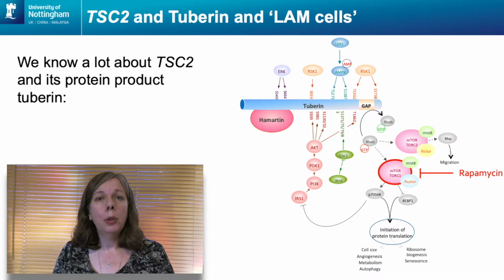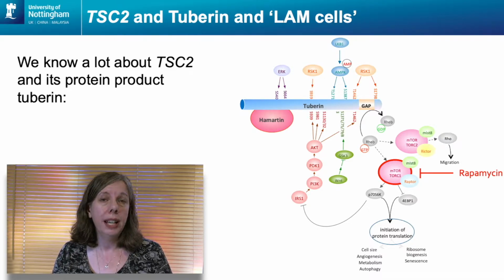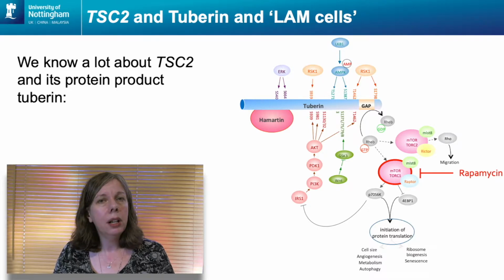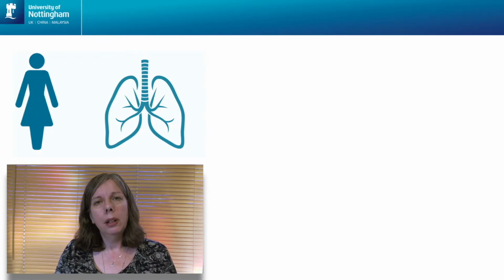We know that LAM's caused by cells with mutations in the TSC2 gene, and we know a lot about the protein product of TSC2, which is called tuberin. We know what tuberin's doing in the cell, and because of this, we know that rapamycin is a good treatment for LAM and TSC. But this doesn't explain all the features of the disease. It doesn't explain why only women get LAM, or why the lungs are damaged.